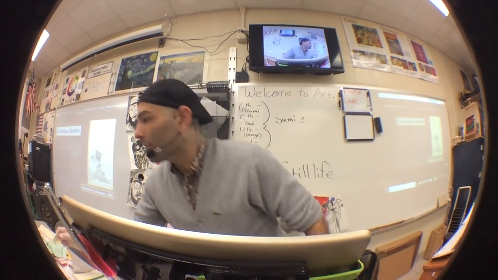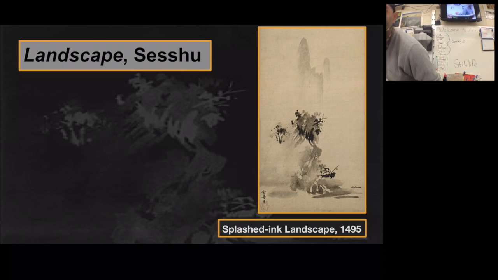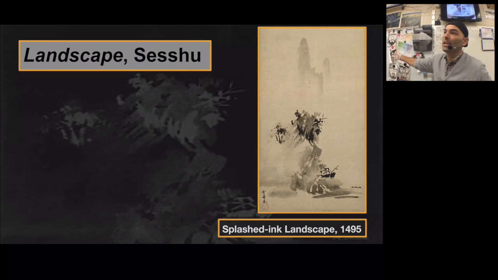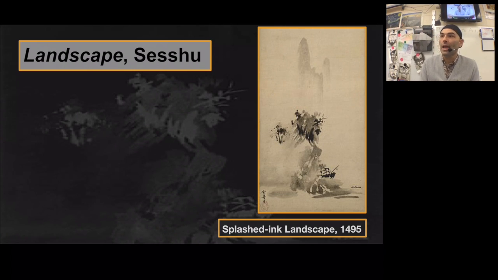We talked briefly also about how Sesshu created the illusion that the mountains are fading into the distance, correct? Okay, we're actually going to do that today. Now, before we get to that, though, we've got to talk about space in art.